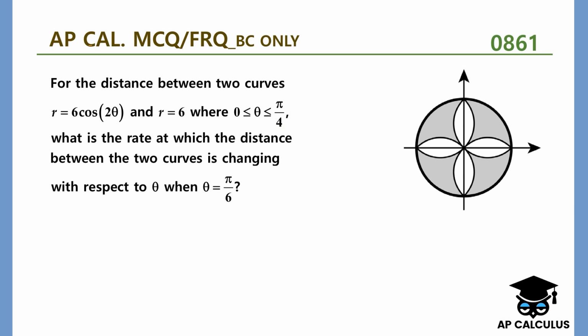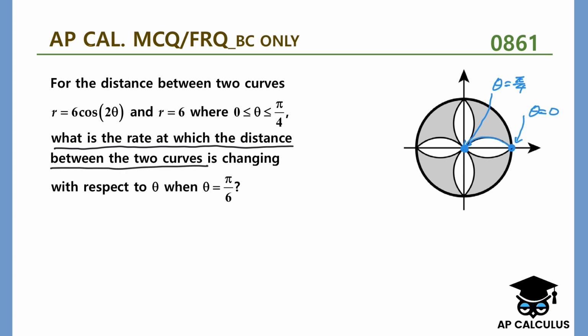r is equal to 6 when theta is equal to 0, so the coordinate is here, and r is equal to 0 when theta is pi over 4, right? The coordinate is right here. So the polar curve is drawn from here to here, right? And the question is, what is the rate at which the distance between the two curves is changing?